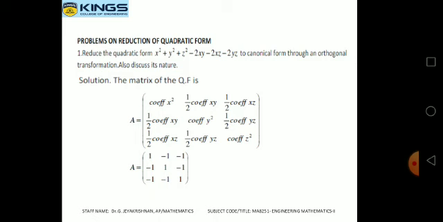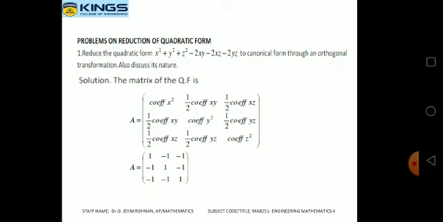Therefore, write the formula: the coefficient of x squared and 1 by 2 coefficient of x for the other terms. For the diagonal elements, only the numbers, and the remaining elements are divided by 2. Therefore, we get the matrix A equal to [1, -1, -1; -1, 1, -1; -1, -1, 1]. The coefficient of x squared is 1, the coefficient of y squared is 1, and the coefficient of z squared is 1.